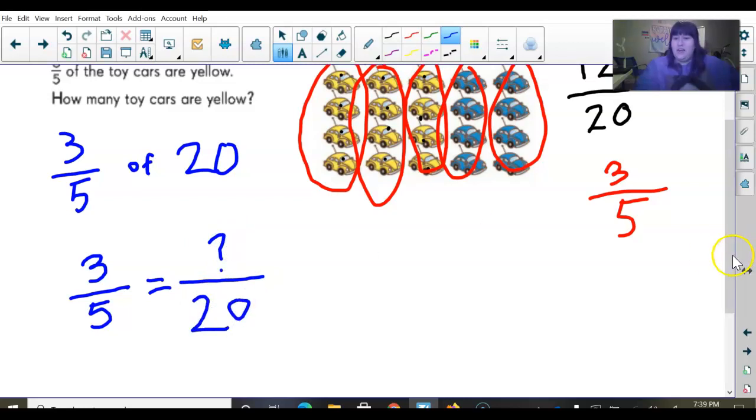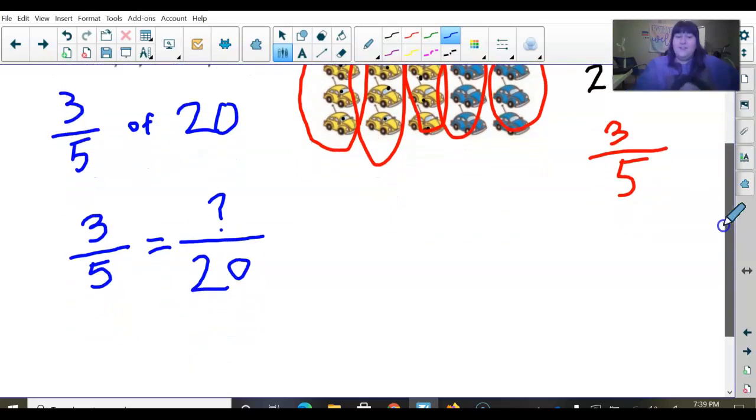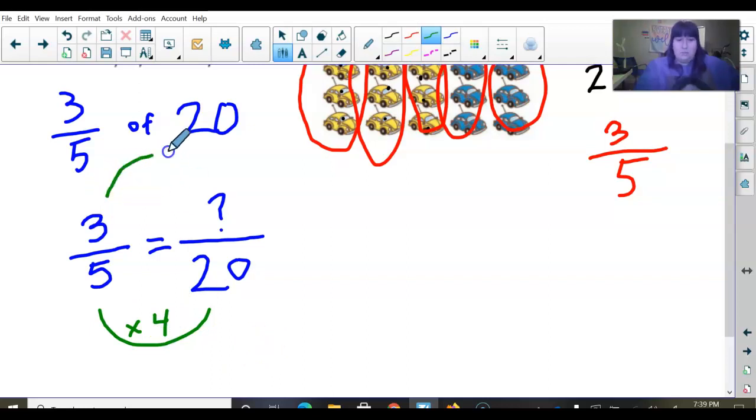I made 20 a denominator of an equivalent fraction because it says John has 20 toy cars. That's his whole set. That's my denominator. So what I'm asking myself is 3/5 equals how many out of 20? Well, we know our equivalent fractions, so we have to say, all right, 5 times what, since it's getting bigger, equals 20. 5, 10, 15, 20. 5 times 4. If these are supposed to be the same, we have to do the same thing to our numerator.